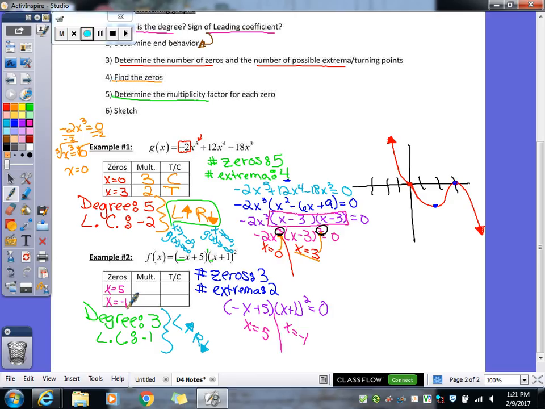What's our multiplicity on the 5? 1. And on the negative 1? 2. Good. Whatever those exponents are. So since this one is a 1, that means it's going to cross. Since that one is a 2, that means it's going to touch. All right, we got all of our information now. So let's go over here and make our axes. So I'm going to put a dot at my negative 1. Put a dot at my 5.